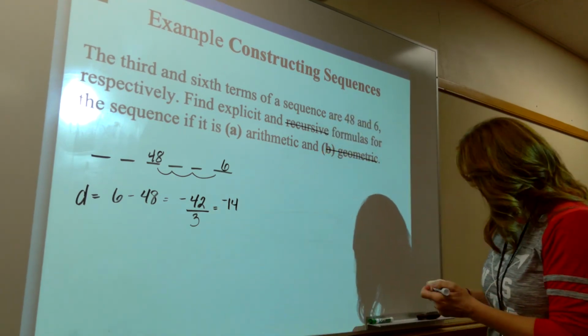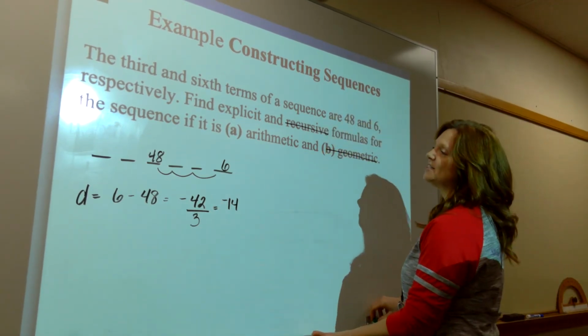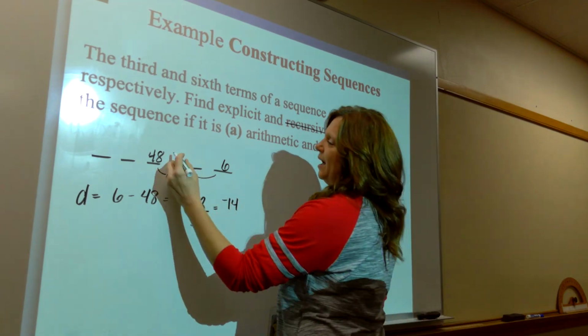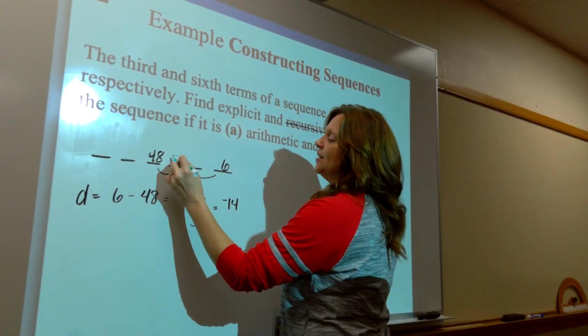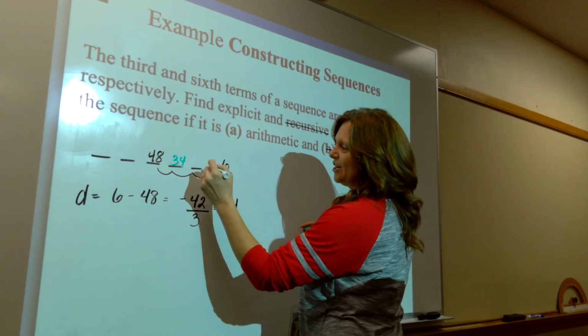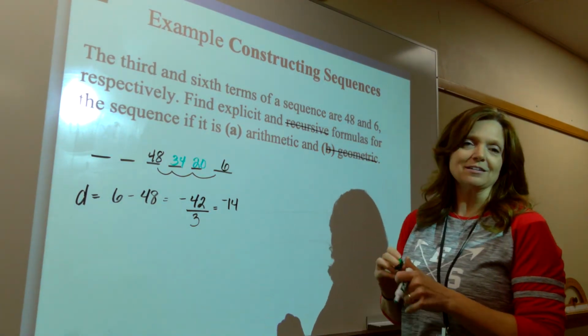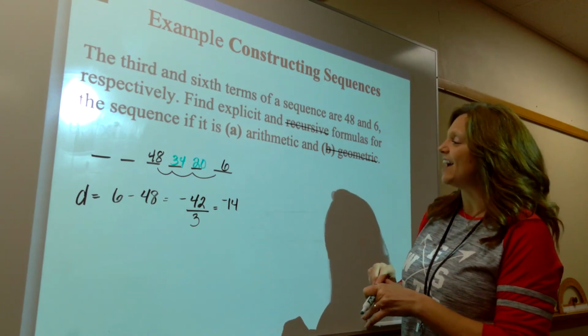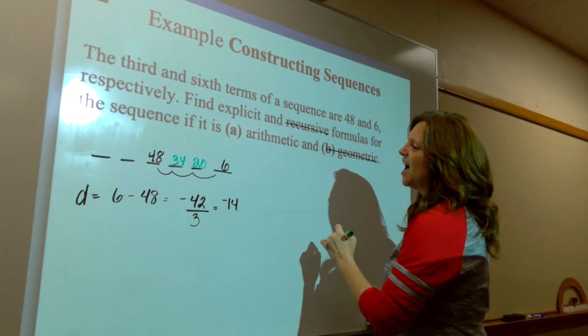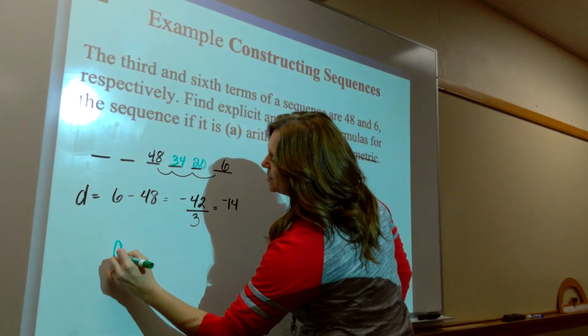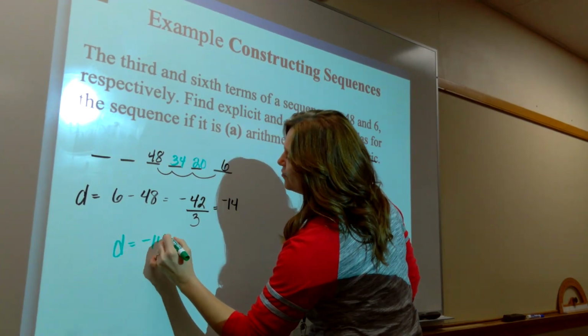So let's just check that out. If I subtract 14, I should get 34. If I subtract 14, I should get 20. And if I subtract 14, I should get 6. And so it does seem like that's working. That is the common difference. Okay, so we have figured out that the common difference is negative 14.